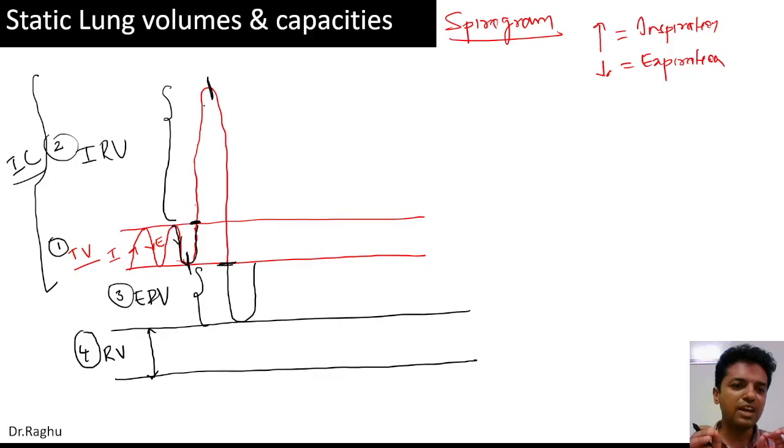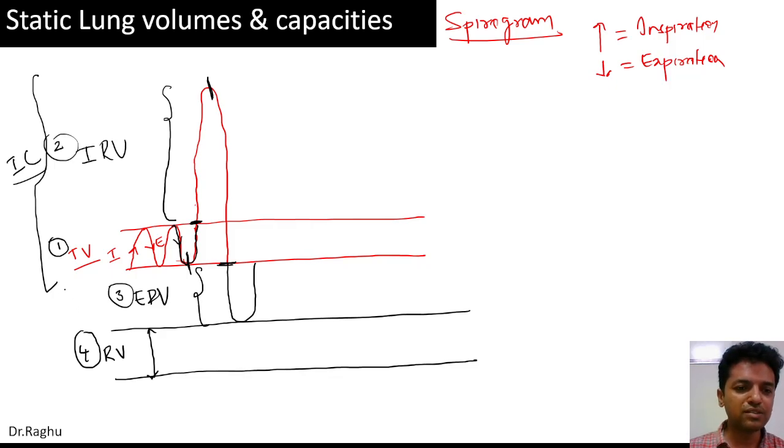There is a very slight difference between inspiratory capacity and the inspiratory reserve volume. When I am telling regarding the inspiratory reserve volume, it is beginning from this point, that is the point from where the tidal inspiration is ending. Whereas the inspiratory capacity is the volume of air which is beginning from the end of the tidal expiration. So this is inspiratory capacity.